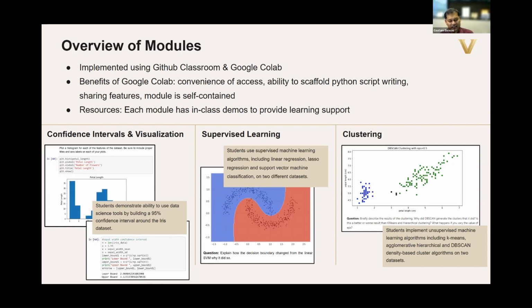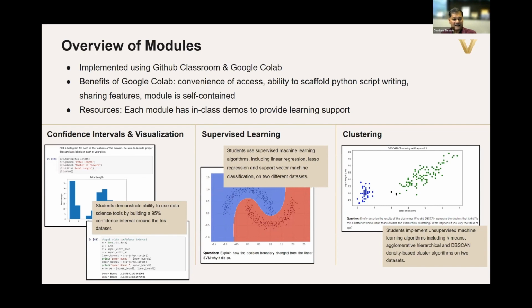And in the other two modules, we covered the basic machine learning techniques. The second one was on supervised learning, like regression methods and classification algorithms. And the third part of the course was on unsupervised learning, which are clustering algorithms. So we went through a number of clustering algorithms.